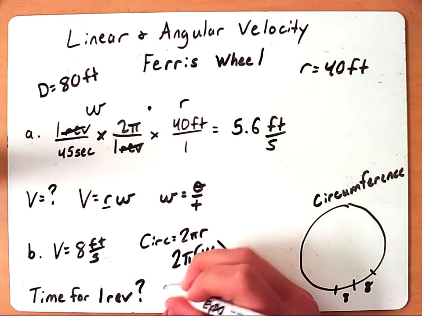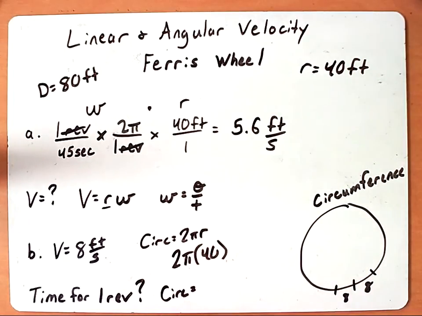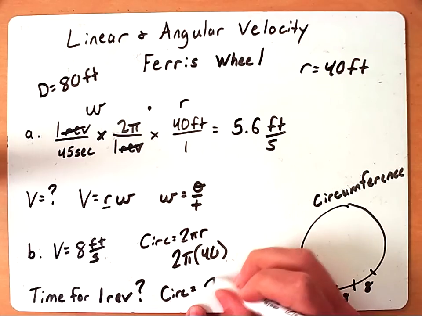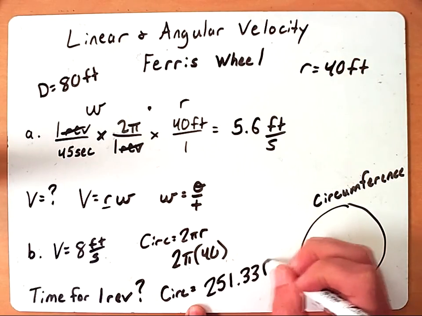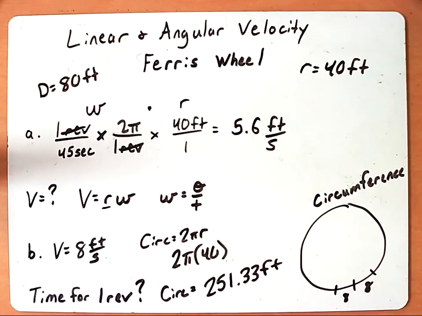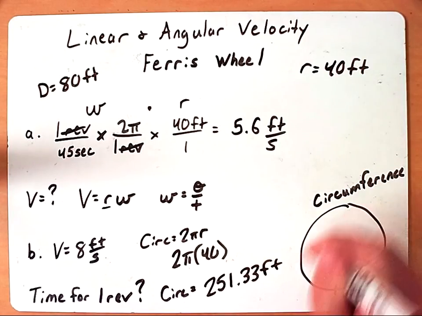This gives me a circumference of 251.33 feet. So that's how far it is around our circle.